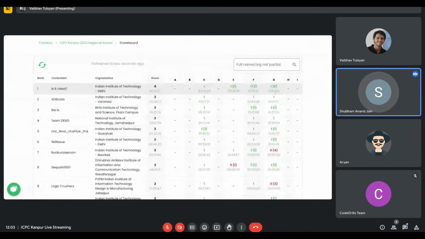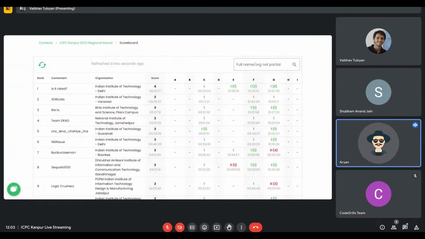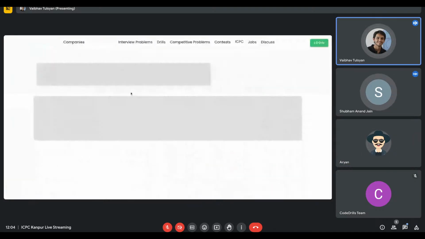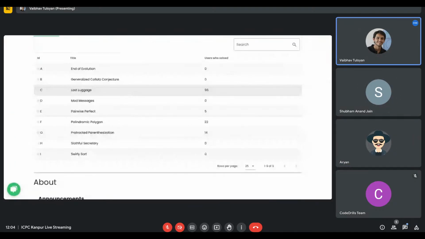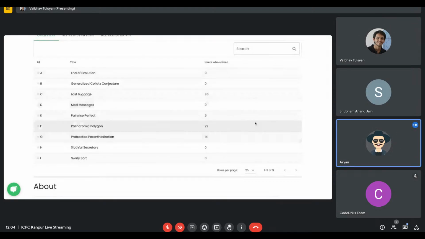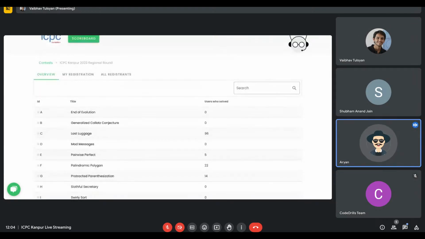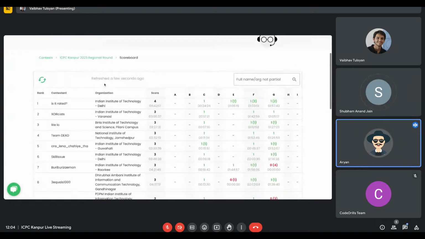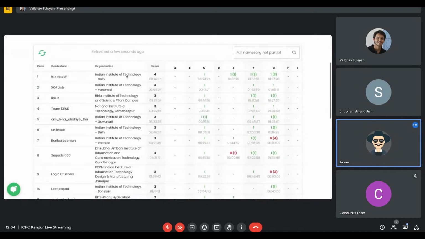So they've solved all the problems that have been solved, right? Yes. No, like five distinct problems were solved, right? Let me see. So four have been solved. Pairwise perfect is the one with the least submissions. Okay, only four distinct problems have been solved, and yes, IIT Delhi has solved all four of them.